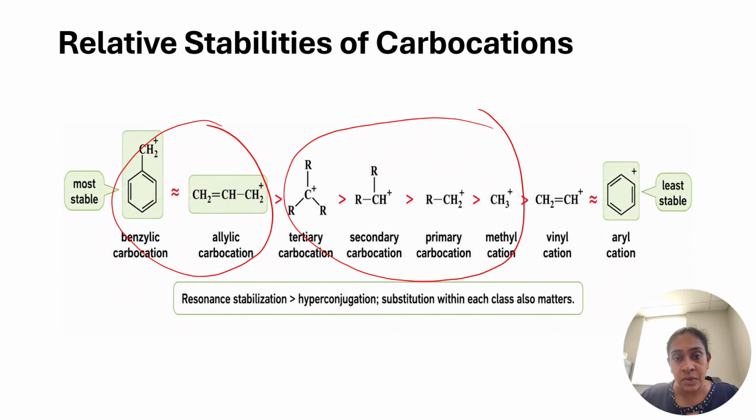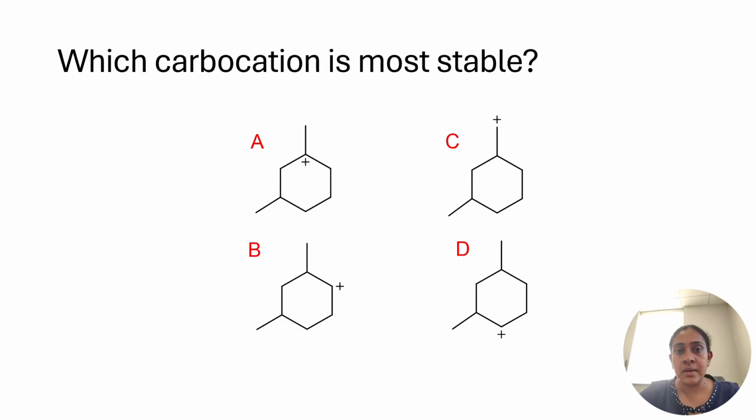As we look at the next structures, identify exactly where the positive charge is located and then count how many carbon groups are directly attached to that carbon. This will allow us to classify each carbocation and then we can use it to predict its stability. Now consider these 4 carbocations labeled A through D. Before I give you the answer, pause the video and classify each positively charged carbon as primary, secondary or tertiary. Once you finish figuring that out, let's compare them.